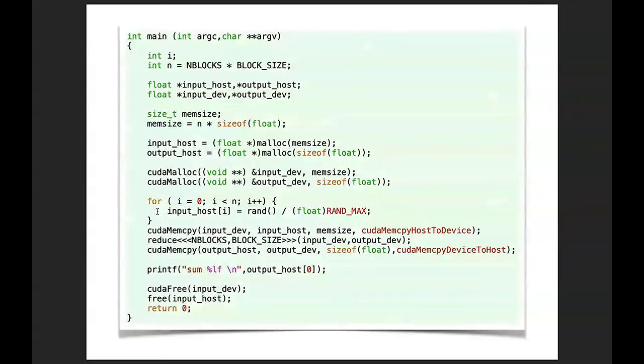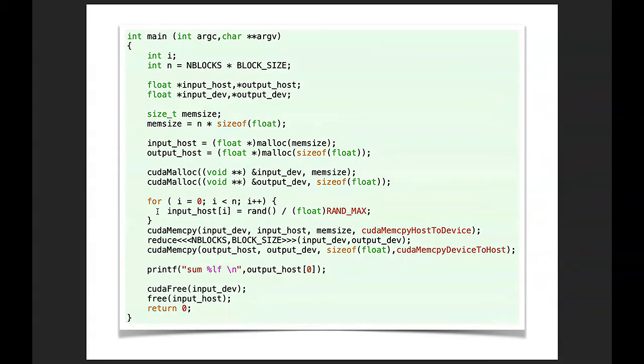So first, I'm going to show you code for doing the reduction which just uses vanilla CUDA, so it doesn't use any of the cooperative groups features. And in what follows, I will slowly introduce various cooperative group features which improve the code which I'm showing you. So first, here's the main code.